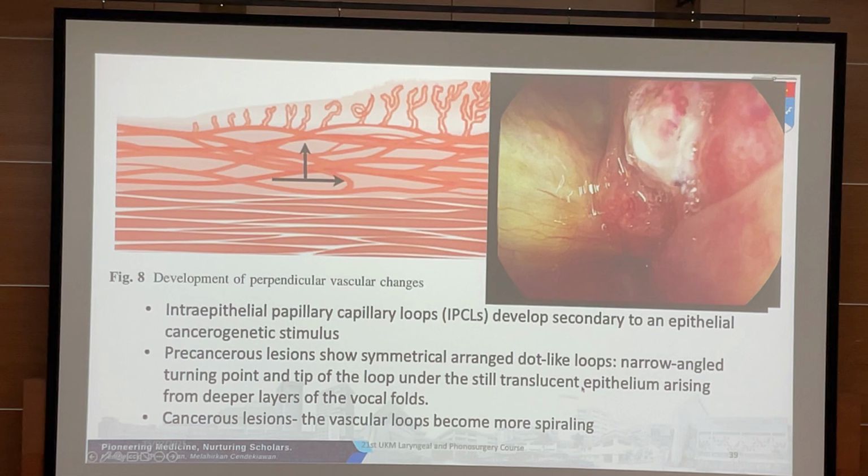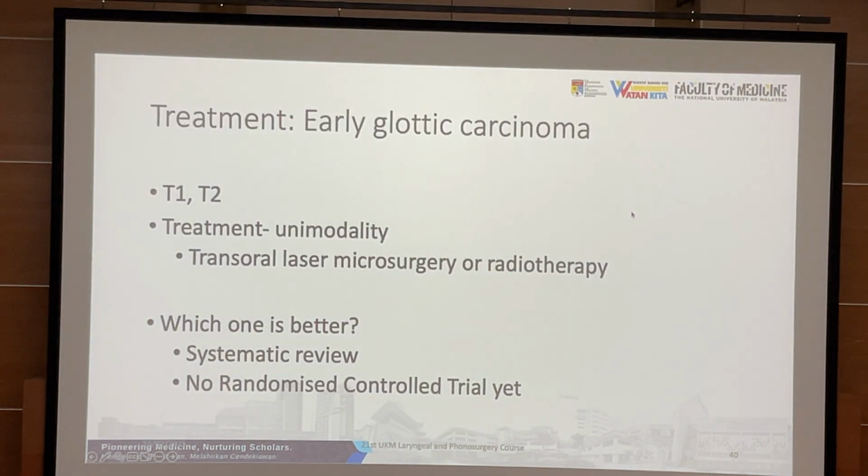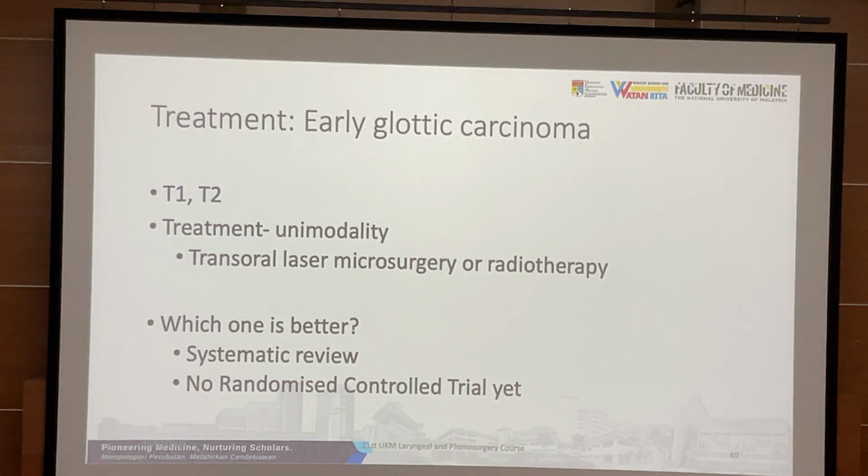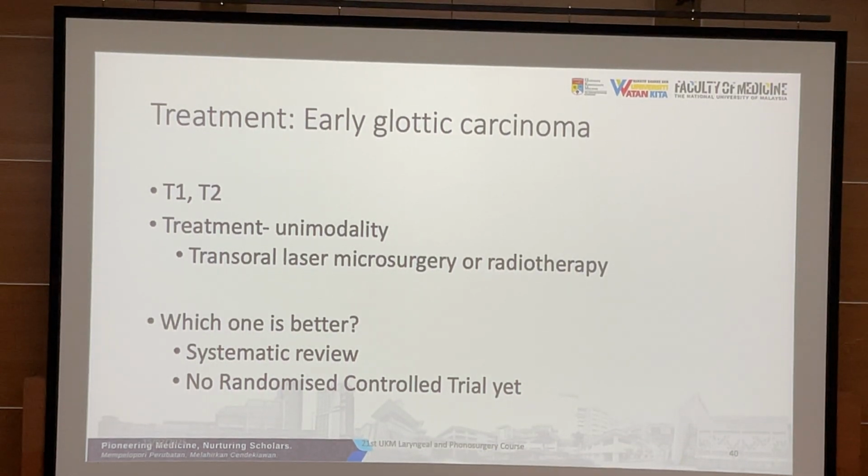And whenever the mass is malignant, the perpendicular vessel becomes spiral. As you can see, like a worm-like lesion. So in our center, if we see this, we tell the patient, without biopsy, I can tell you that this is a malignant lesion.